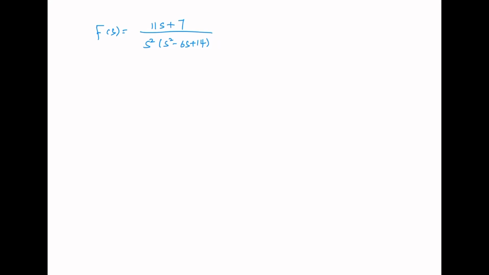So let's do the partial fraction for this F of s. Now we need to do A over s plus B over s squared plus Cs plus D over s squared minus 6s plus 14. And s squared minus 6s plus 14 is not factorable. If you type those coefficients in your calculator, it'll give you the roots are complex numbers. So we need to complete the square so that we can find the right match for the inverse Laplace transform that will give us sine and cosine.